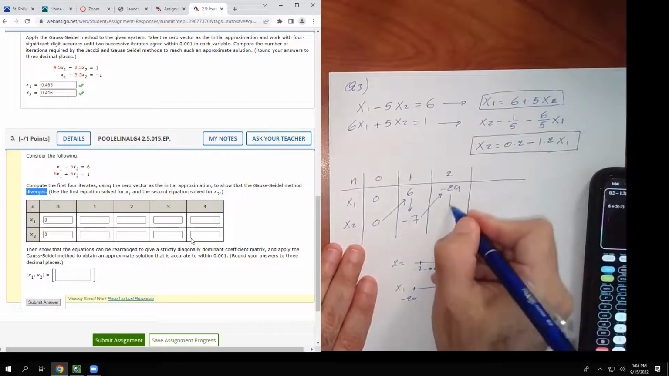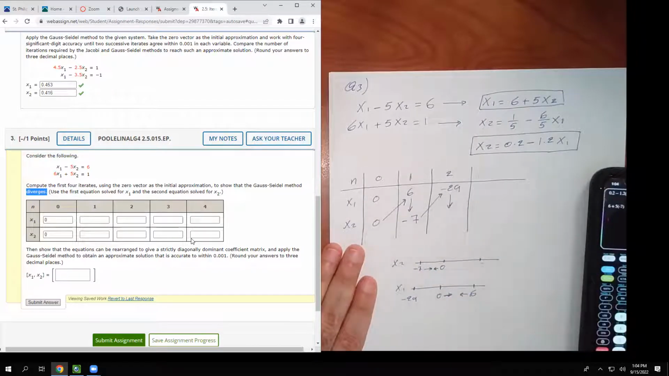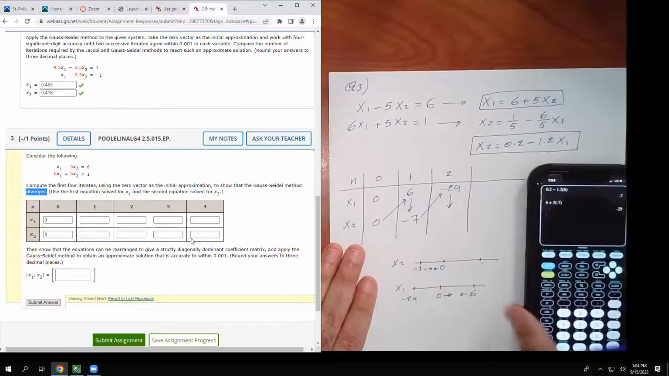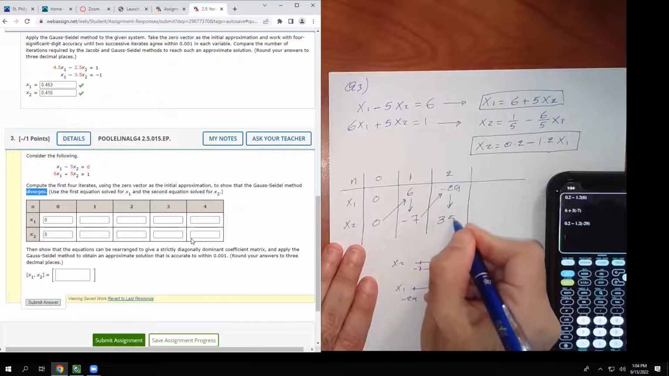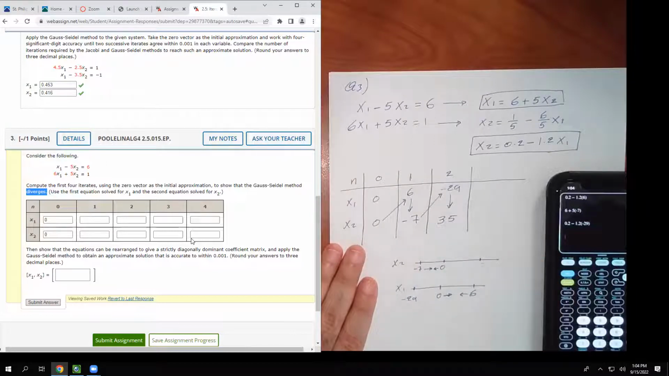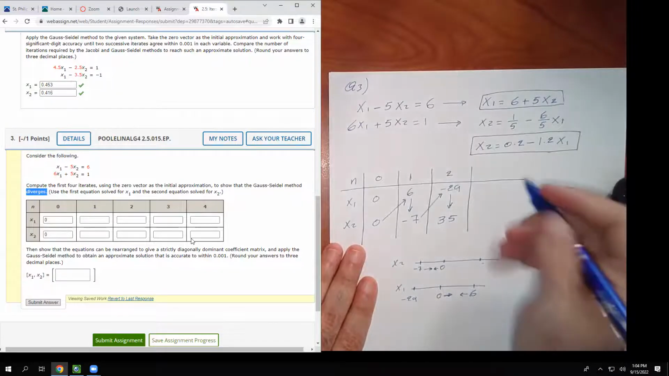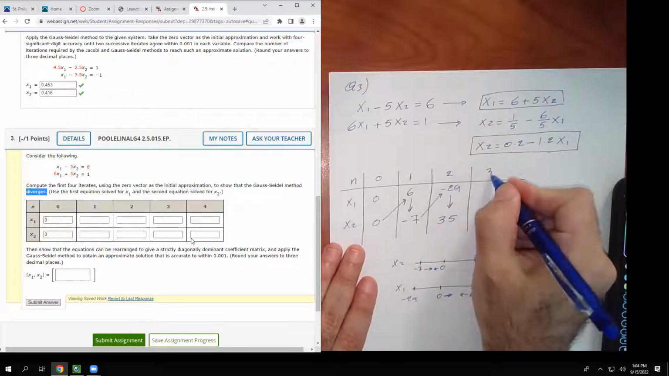Let's use this one to find x2. So I'm going to plug in with this one. Instead of 6, it's going to be negative 29. So it's going to be 35. How many iterations do they ask you? 1, 2, 3, 4. 2 more.